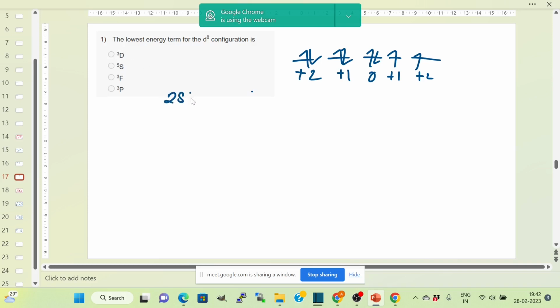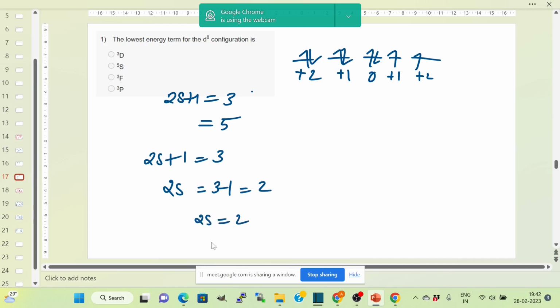So here there are two 2s plus 1 values. Either it can be 3 or it can be 5. So let us check if 3 is possible or not. So 2s plus 1 value equal to 3 means what? 2s is equal to 3 minus 1, which is 2. So s is equal to 2 by 2, which is equal to 1. Now we also know s is equal to n into half. So s here is 1, right? So 1 is equal to n into 1 by 2. So n is equal to 2.